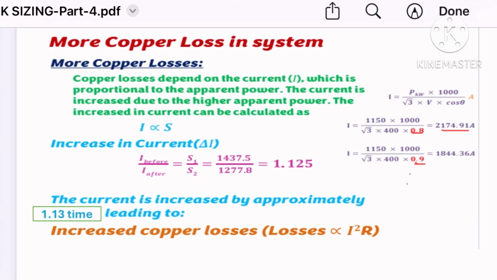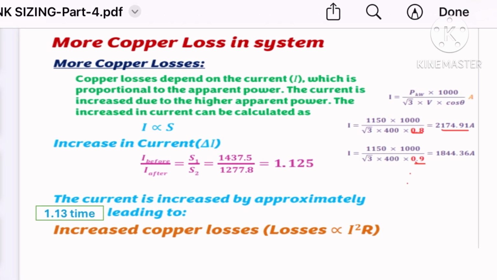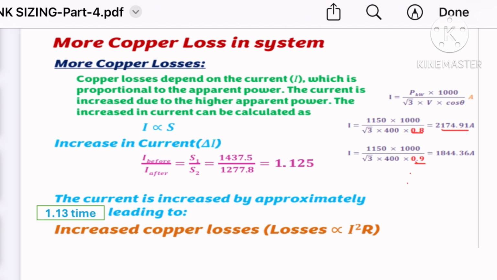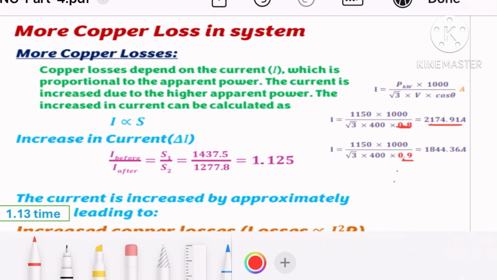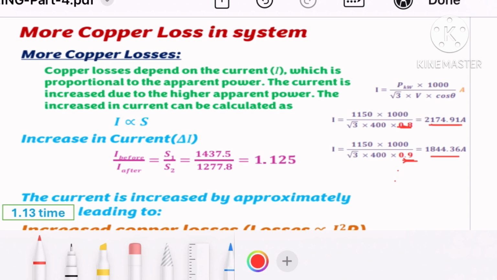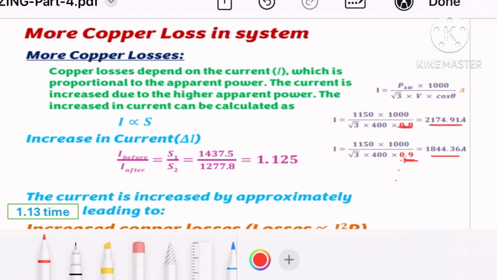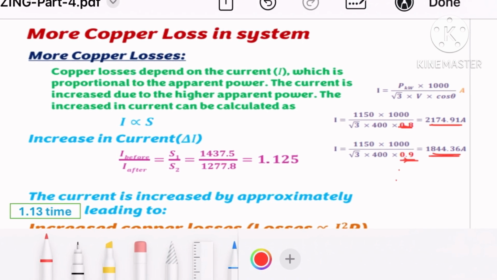More copper losses. As in the previous case, we clearly seen that at 0.8 power factor we have 2174.91 ampere, and at 0.9 power factor the current requirement is 1844.36 ampere. It means at improved power factor we require less current. As there is less current in the system, the copper losses will be also less.